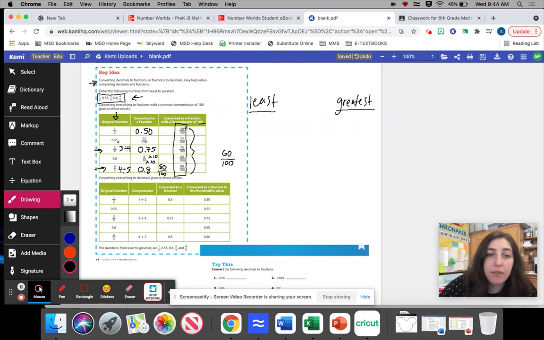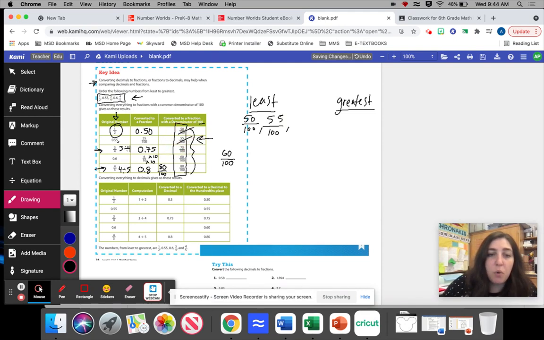So I noticed that 50 over 100 is the smallest number. So you can either put 50 over 100, or you can put its original fraction right here, comma, and then I'm going to put the next smallest number, which looks to be 55 hundredths, comma. Okay, so I did that one and that one.